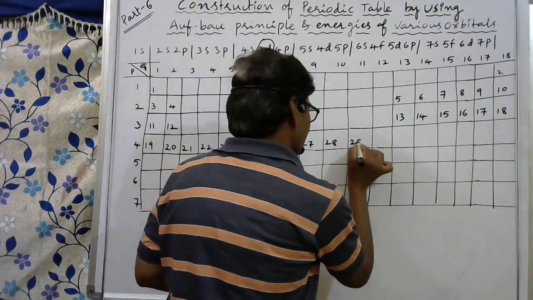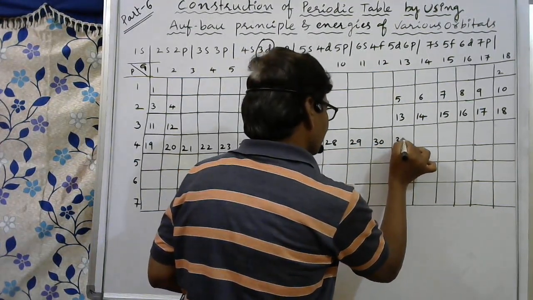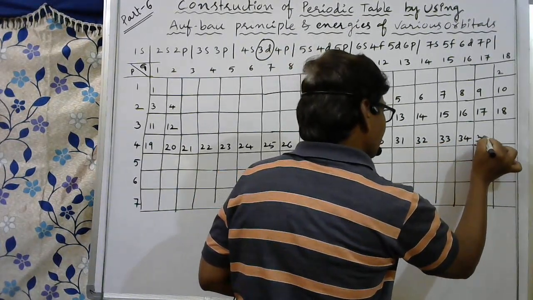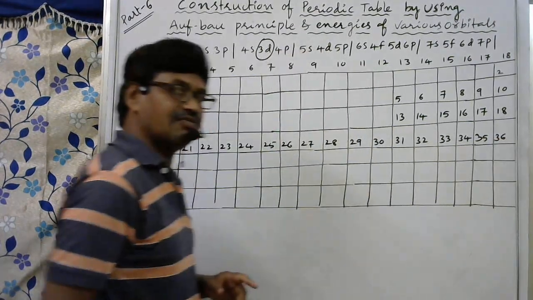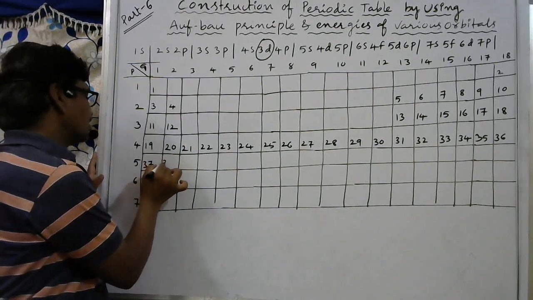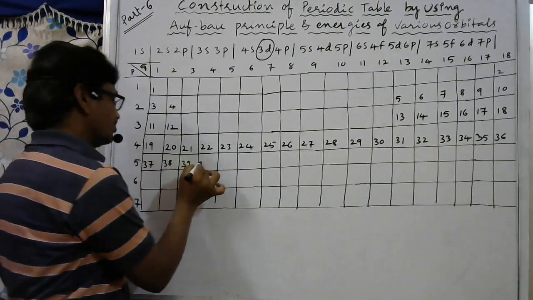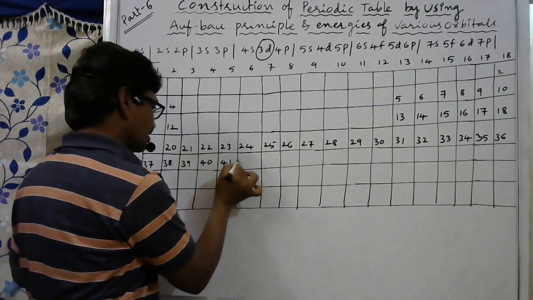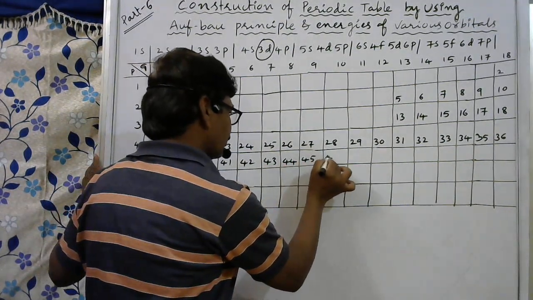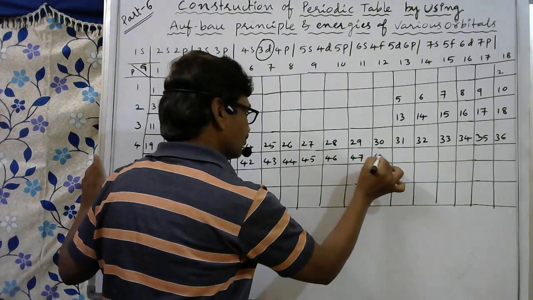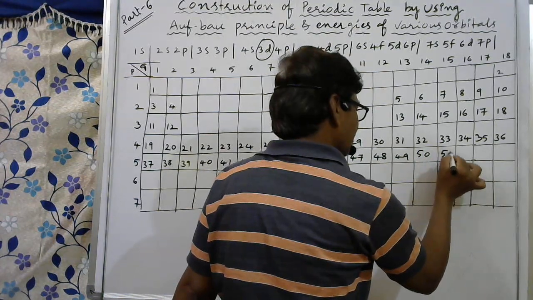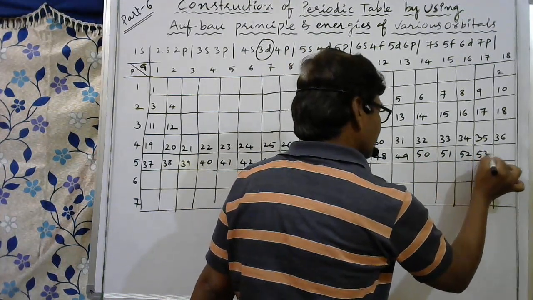28, then 29, then 30. Then 31, 32, 33, 34th, 35th element, then 36th. Then after 36, the next element, the 37th element, enters the 5th period. Then 38, then here 39, then 40, 41, 42, 43, 44, 45, 46, then 47. This is the 48th element. Then 49 to 54: 50, 51, 52, 53, then 54.